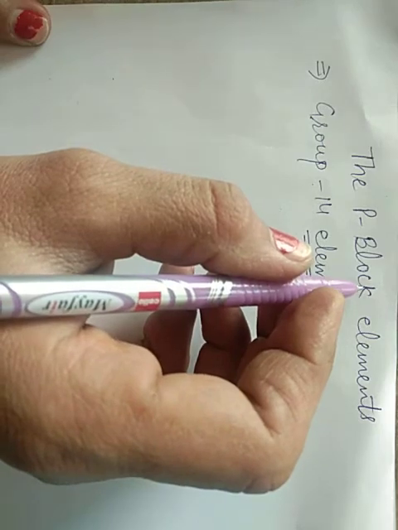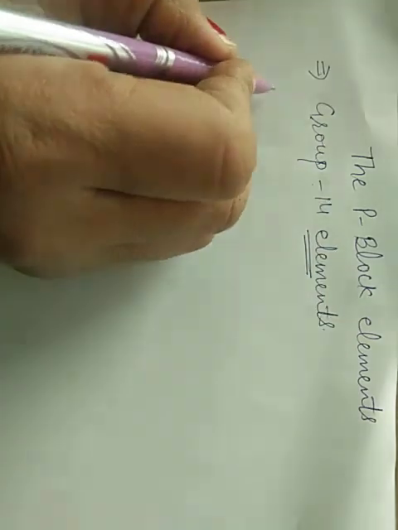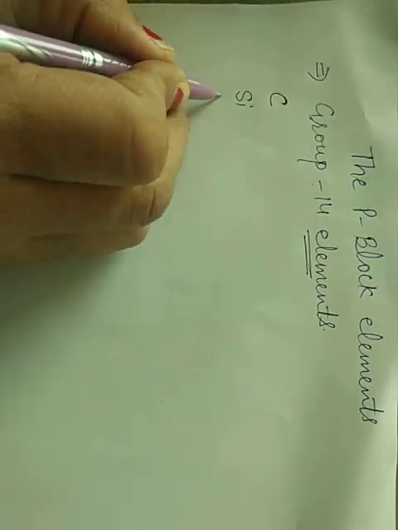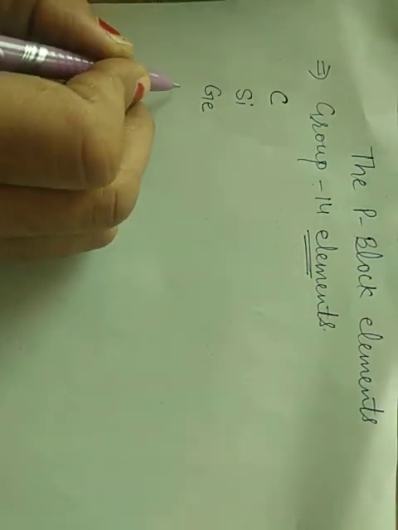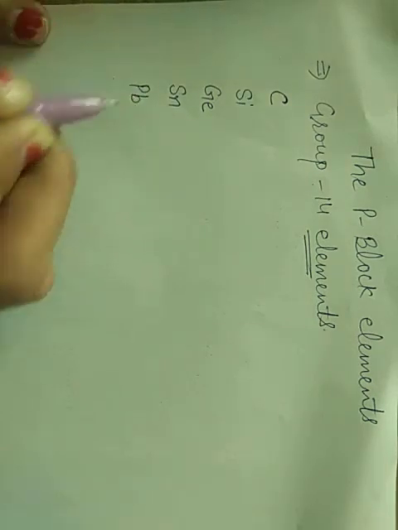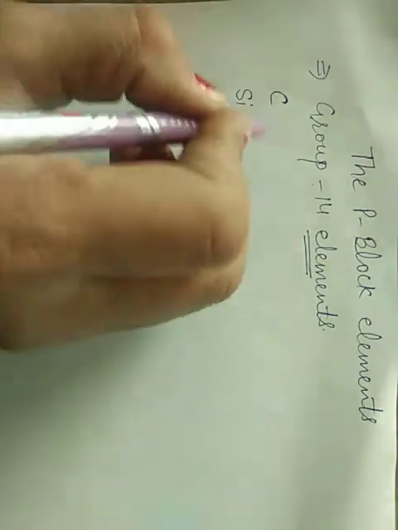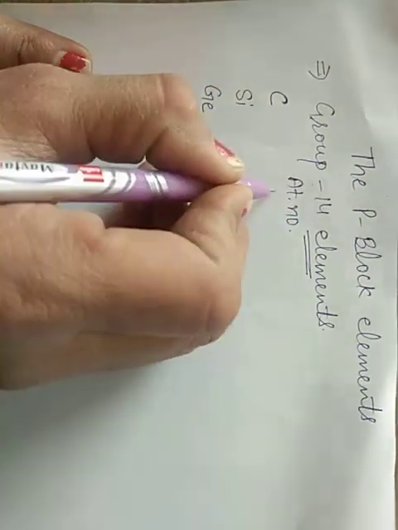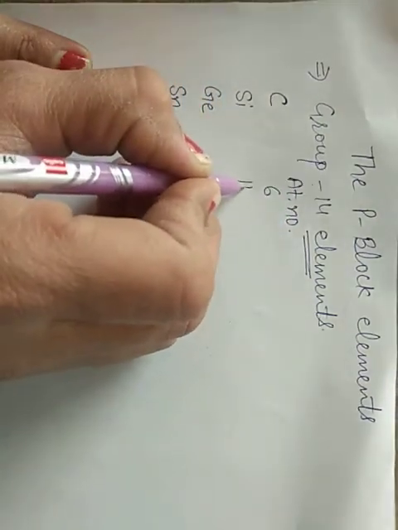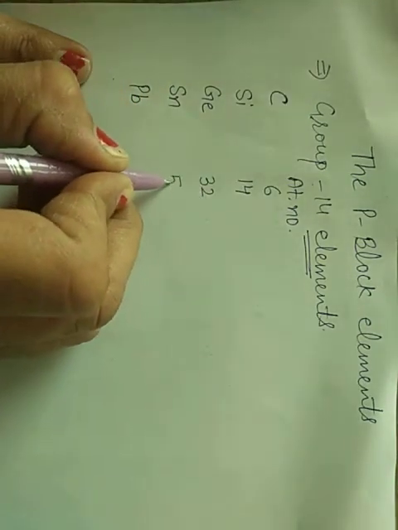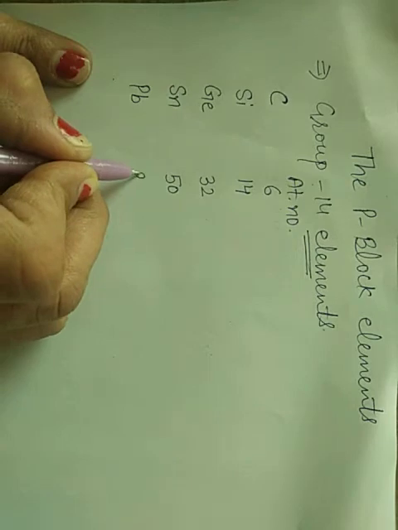In group 14 elements, first is carbon, silicon, germanium, tin and lead. Carbon has atomic number 6, silicon 14, germanium 32, tin 50 and lead is 82.